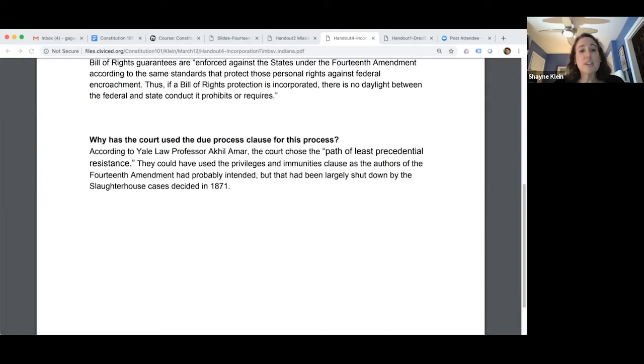So they could have used the Privileges and Immunities Clause, probably as the authors of the 14th Amendment intended, but that had been shut down really early, in 1871, by the Slaughterhouse Cases as not having a whole lot of meaning for people in bringing suits. And so once the idea of defining the liberties under the due process clause as the Bill of Rights started with Gitlow in 1925, it was much easier for the court to continue to follow down that path. And I think, Chris, did you want to add something there?